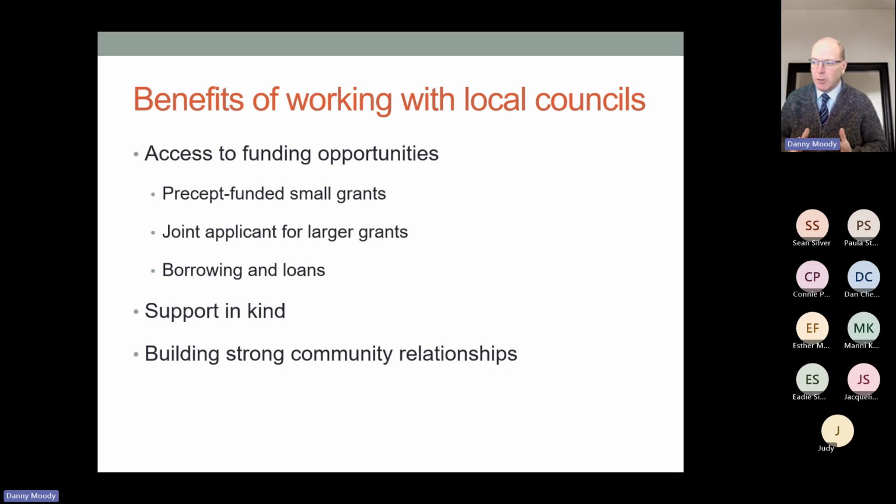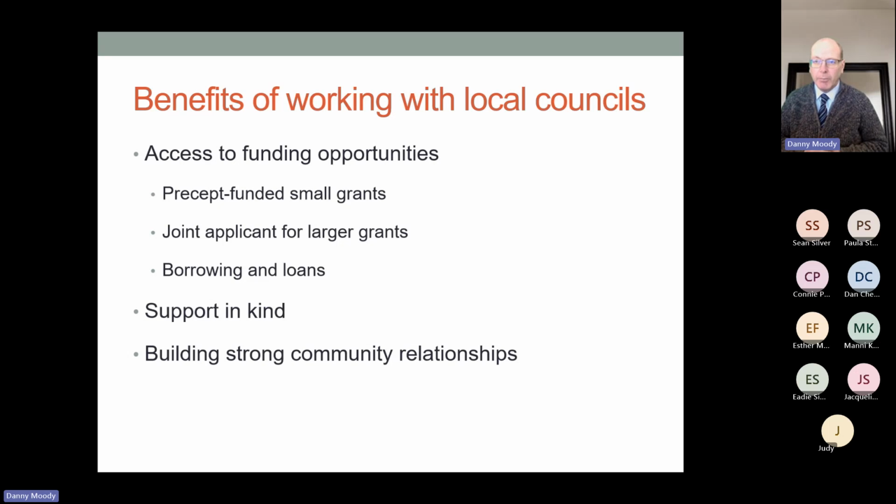And then probably the most important thing is about building strong community relationships. And the best communities are where the various different elements of the community are working together towards common goals. So you've got a strong and vibrant voluntary and community sector working hand in hand with the local authority sector and businesses and the schools and everybody else, all working together.